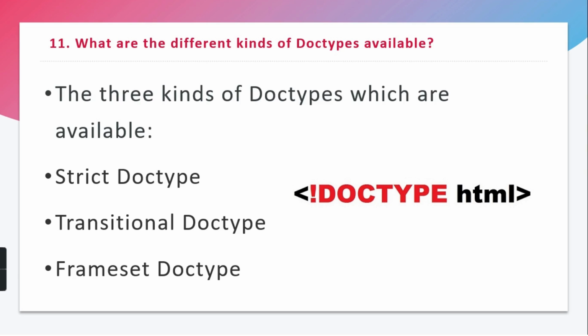What are the different kinds of doc types available in HTML? There are three kinds of doc types available in HTML: strict doc type, transitional doc type and frameset doc type. These three are the HTML doc types.